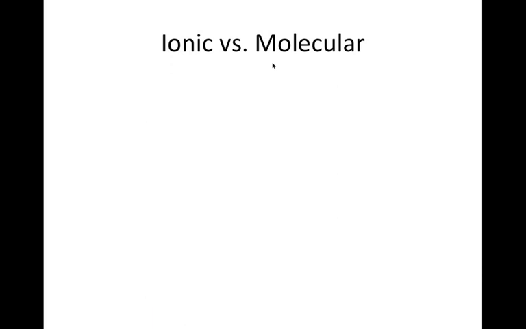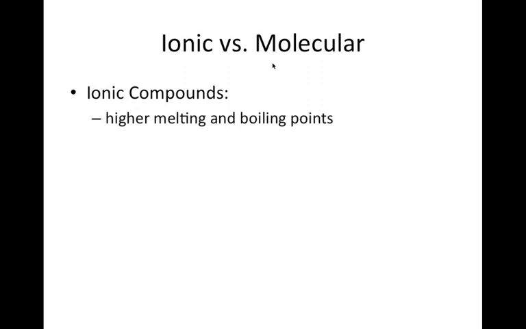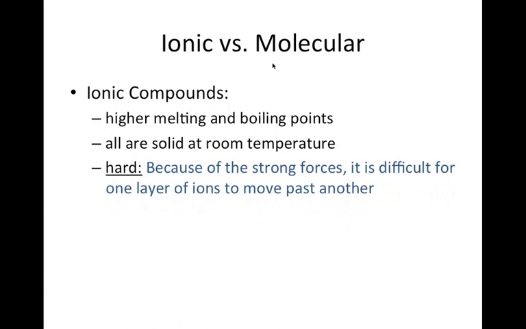Okay. Now, ionic compounds are going to have higher melting points and higher boiling points. We saw that when we did our lab, and we saw the melting points. Okay, ionic didn't melt at all. Okay, the covalent melted relatively quickly. So ionic, very high melting points, very high boiling points. They're all going to be solid at room temperature.